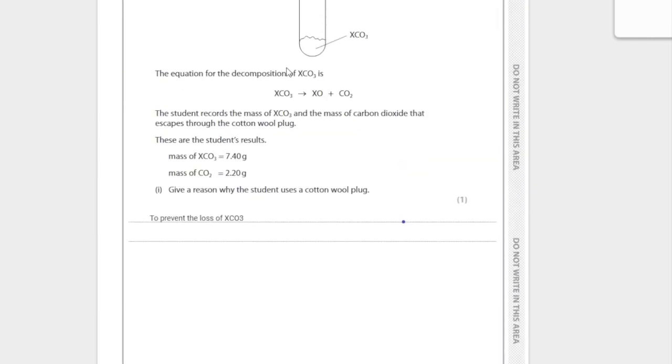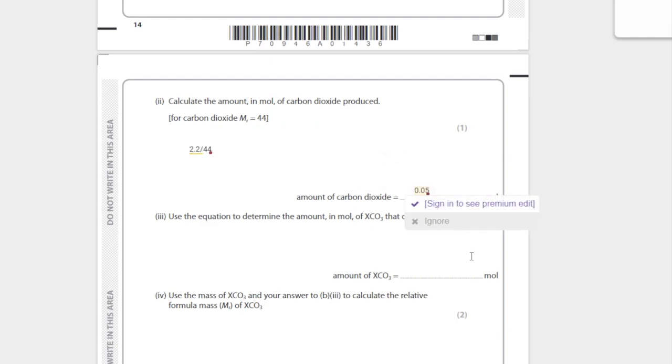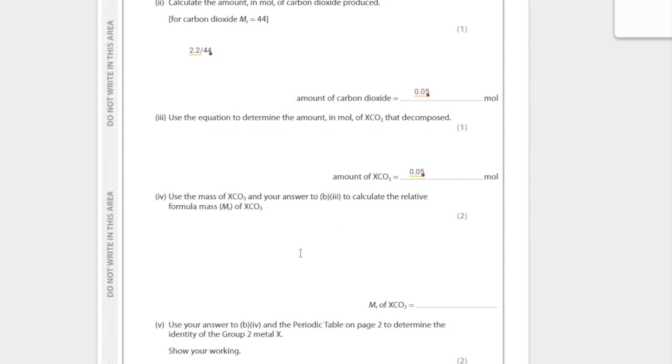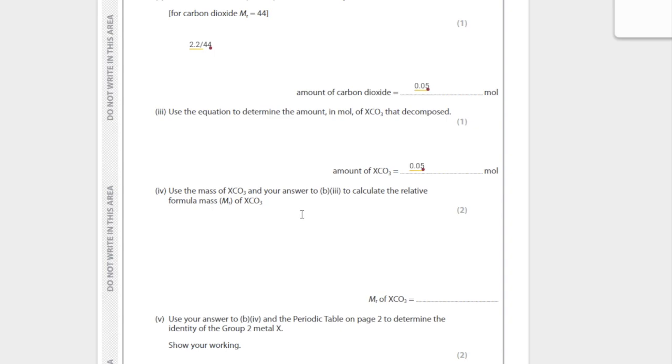Then use the equation to determine the amount of moles of XCO3 that decomposed. It doesn't say that the equation is balanced, but we're assuming it is because of the way it's written. So it's a 1-to-1-to-1 ratio: 1 mole of XCO3, 1 XO, 1 CO2. We know the moles of CO2 is 0.05, so the amount of XCO3 is also 0.05.